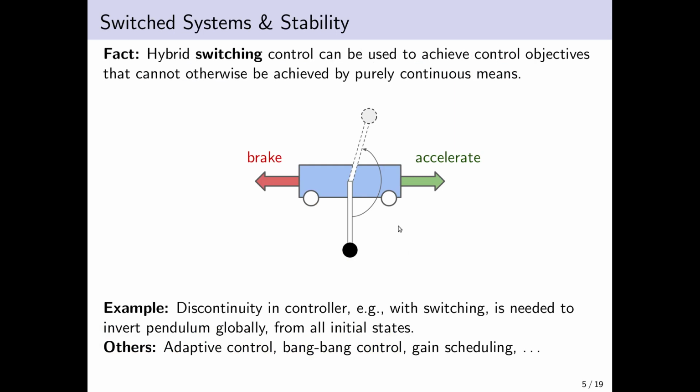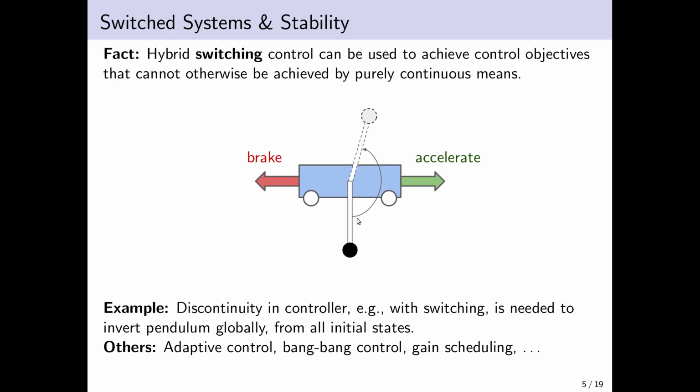So here's an example motivating why we want to use hybrid control. Suppose we have a cart where the controller can either choose to apply an acceleration, or it can choose to apply the brakes to slow the cart down. Now the control objective is to swing up this pendulum into its inverted position, and it turns out that doing this cannot be done with a purely continuous control if we want to swing up this pendulum from all possible initial states. In other words, we must apply some kind of discontinuity in the controller, and one simple form of discontinuity is the use of switching control.